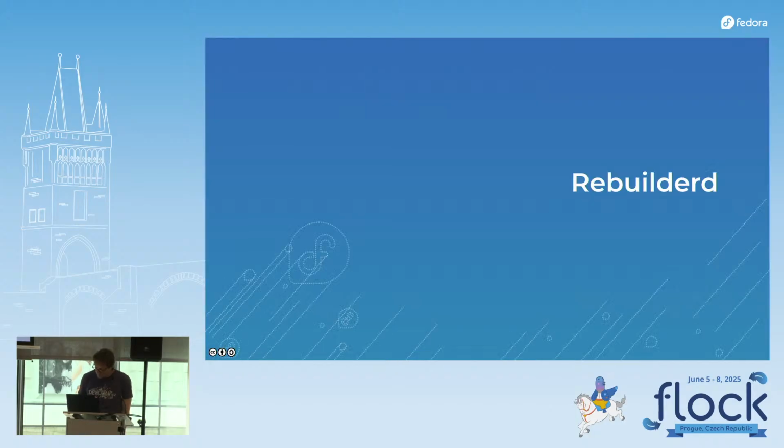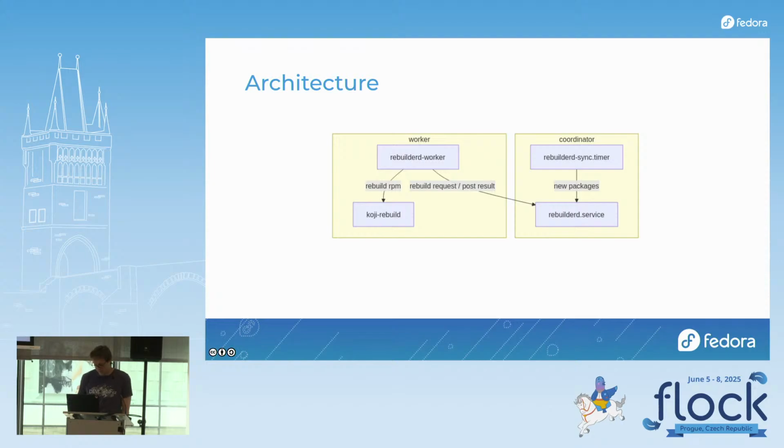So the big tool is called Rebuilder-D. It's an Arch Rust tool to do rebuilds. And it works also a bit like Koji, right? There is a service that fires off a timer, let's say once a day, does builds, and the builds are done by workers, and then the workers post build results back to the service, and it puts up the stuff on the web.